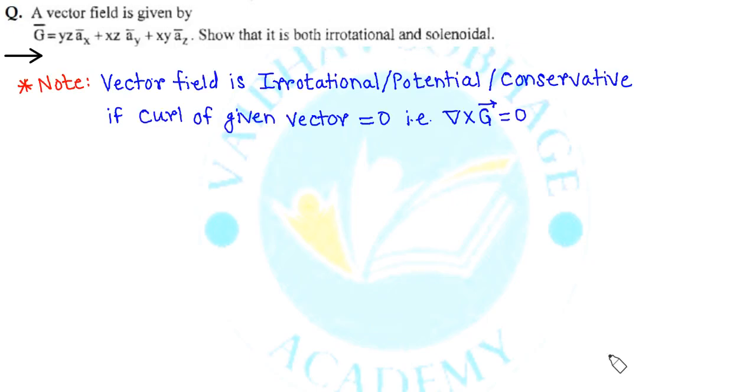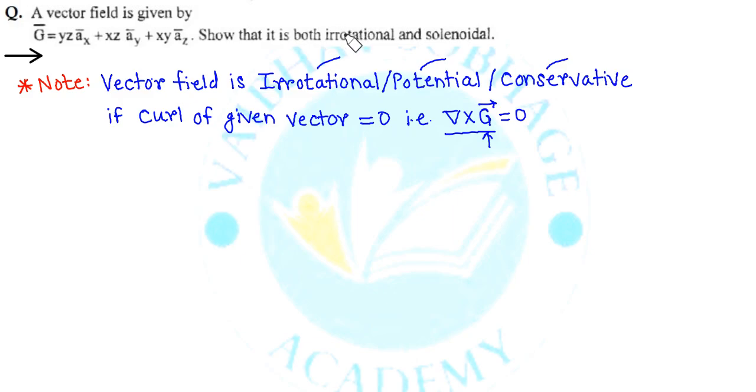For your reference, I am writing this note over here: a given vector field is said to be irrotational, or potential, or conservative, in which case the curl of the given vector, here vector g, is equal to 0.